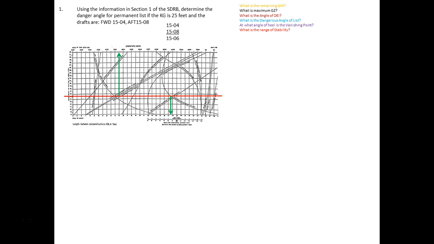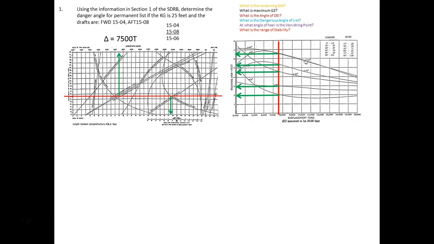To start this problem, we start with our drafts. We take our forward draft and aft draft and average them to get the mean draft. That's 15.06. With that, we go into our hydrostatic tables. With a mean draft of 15.6, we slide over to our saltwater curve, and we have a displacement of 7,500. Depending on how we graph later, we may want this KM as well, which we can pluck now. It's about 24.4. So now we know our displacement is 7,500 tons.